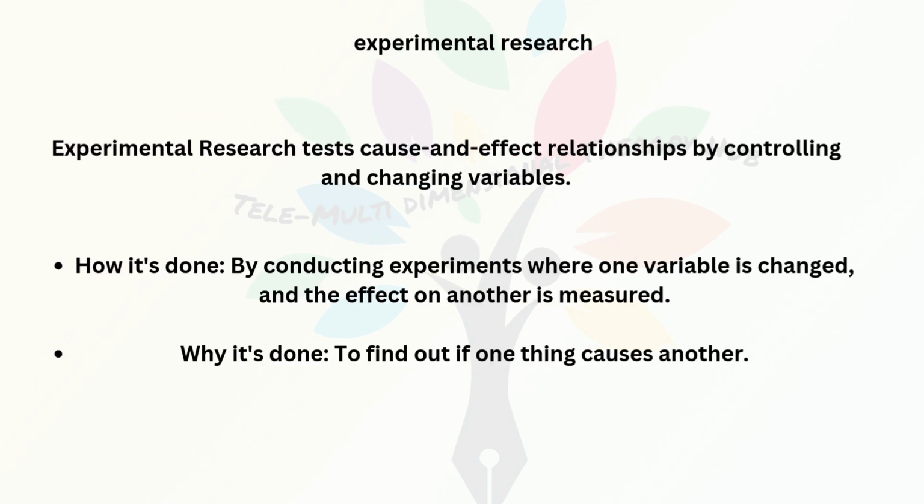Experimental research. Experimental research tests cause and effect relationships by controlling and changing variables. And how is it done? By conducting experiments where one variable is changed and the effect on the other is measured. And why is it done? To find out if one thing causes another.